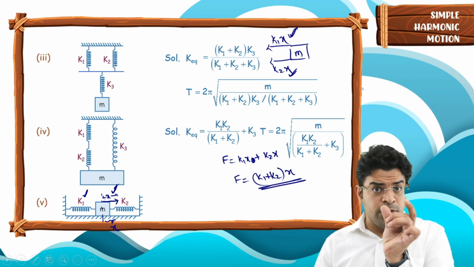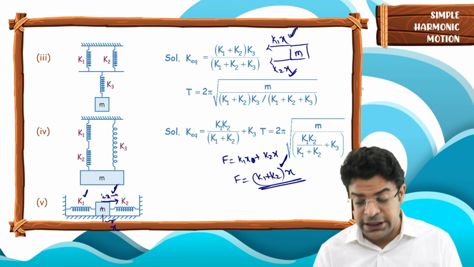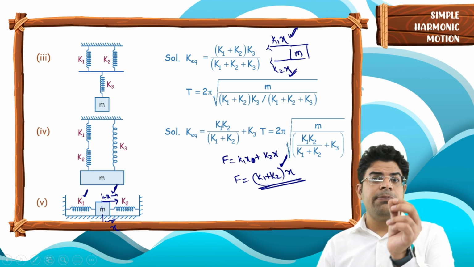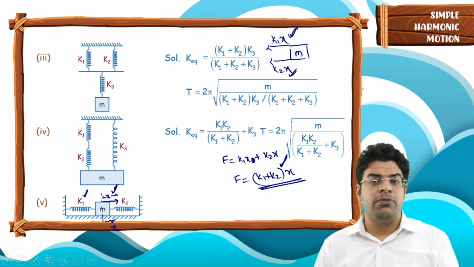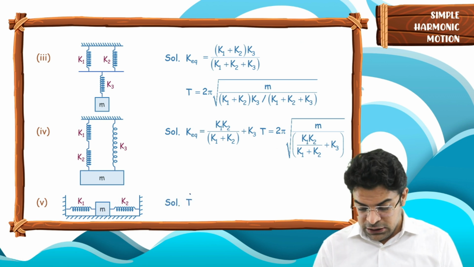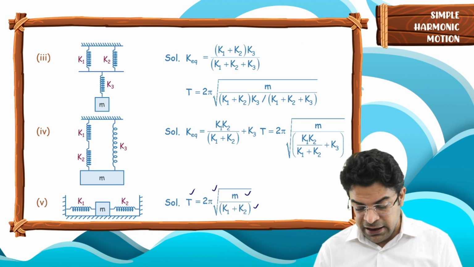As the restoring force is proportional to K1 plus K2, you will say that the time period has to be 2 pi under root m by K1 plus K2. So the time period will be equal to 2 pi under root m by K1 plus K2.